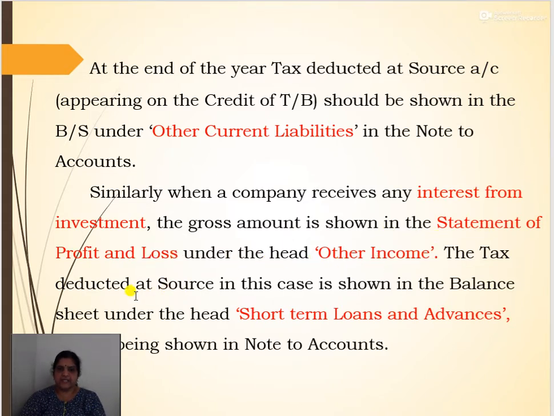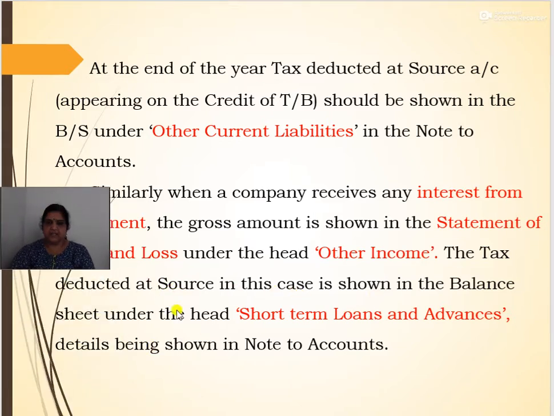The tax deducted at source in this case is shown in the balance sheet under the head short-term loans and advances. The details will be shown in the note to accounts. Similarly, when a company receives any interest from investment, the gross amount will be shown in the statement of profit and loss under the head other income, and the tax deducted at source is shown under short-term loans and advances.